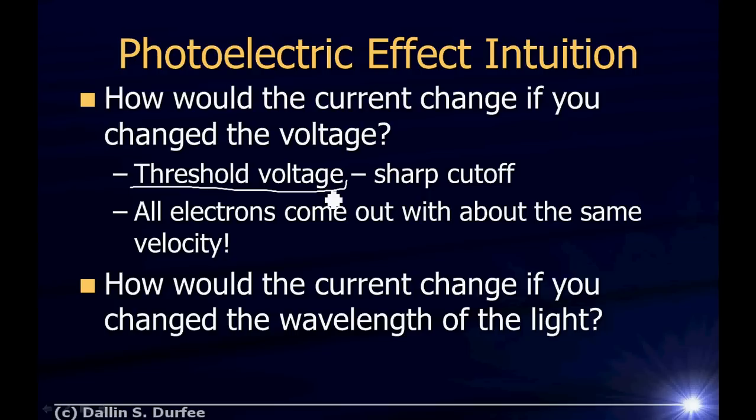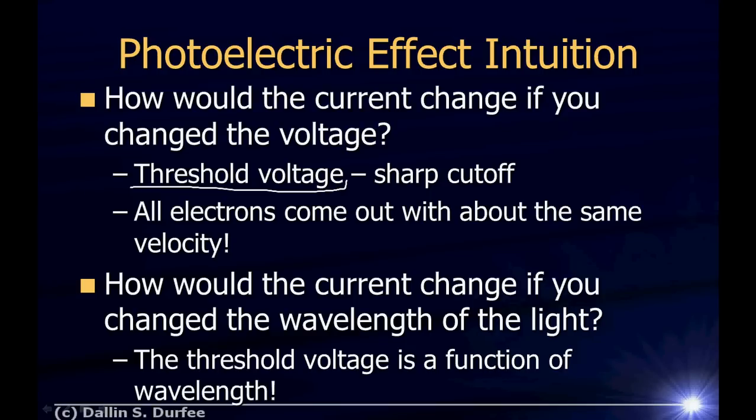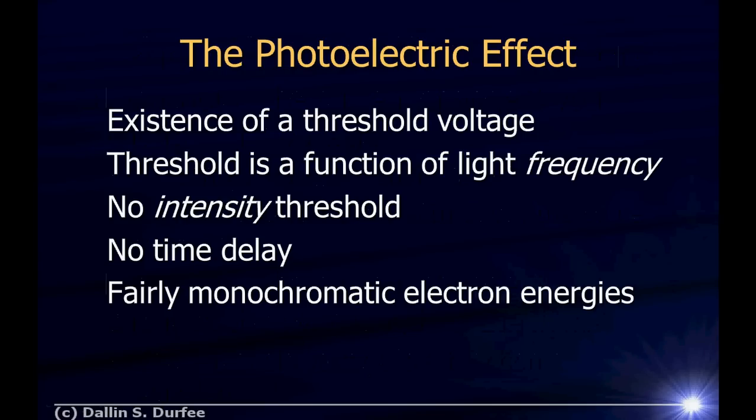All right, what's going on here? The threshold voltage is a function of wavelength. What is going on? This is really weird. People are trying to figure this out. There's a threshold voltage. It doesn't make sense. The threshold is a function of the light frequency or wavelength. There's no intensity threshold. You'd imagine, right? Imagine waves coming on the ocean and knocking sand out, right?